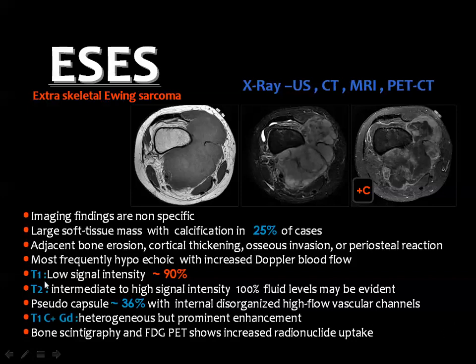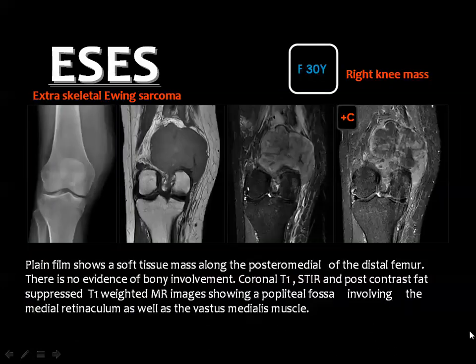findings. And the T1, the tumor is of low signal, in the T2 is of high signal, may show some fluid levels, and may show a pseudocapsule with high flow vascular channels. This is one of the hypervascular lesions. And if you inject the contrast material, there is homogeneous to heterogeneous enhancement, and in the bone scan or the PET scanning, you can see significant radionuclide uptake. This is the extraskeletal Ewing sarcoma.